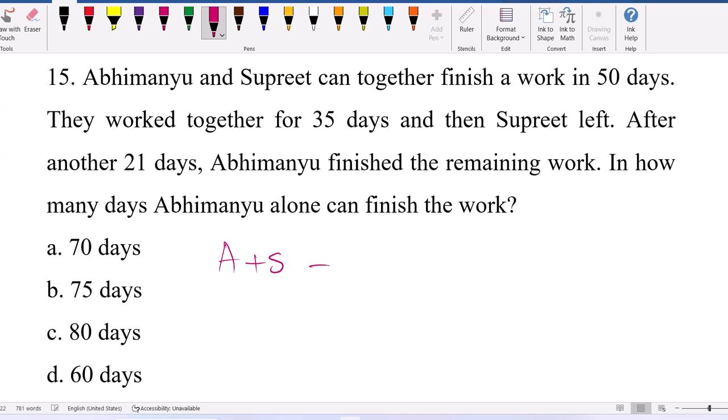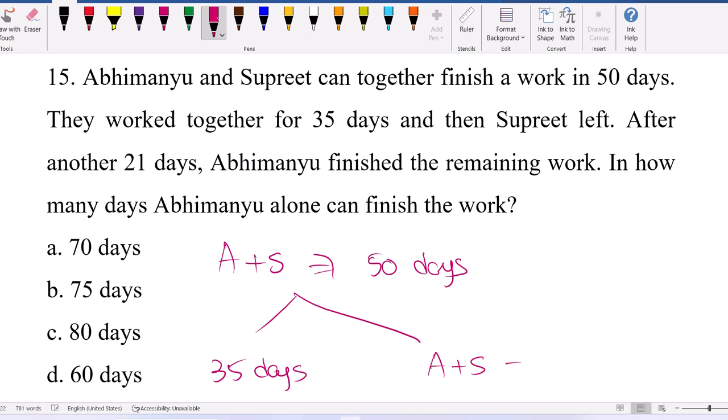Abhimanyu and Supreet together can do it in 50 days. They worked for 35 days. That means what is the leftover work? If those people are working together, 15 days, right?